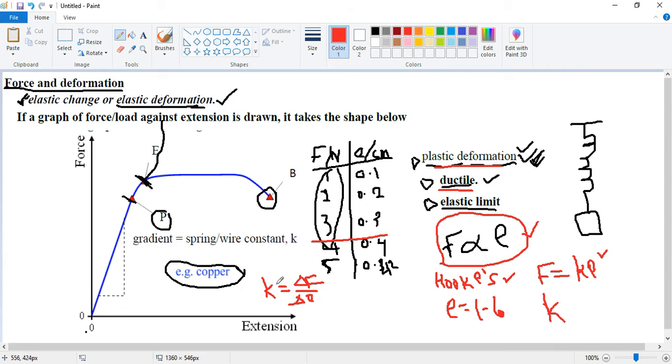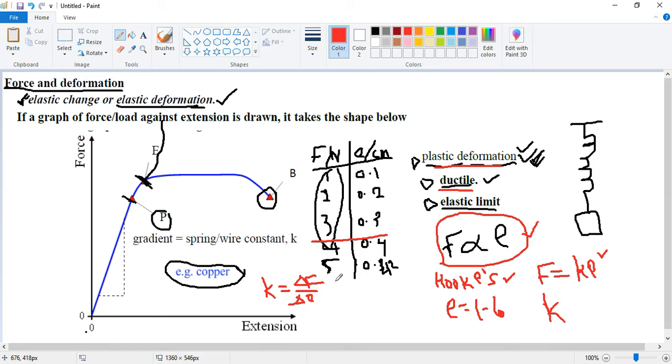So the constant k is called the material constant. If it is a spring, I will call it the spring constant. If it is a wire, then I will call it the wire constant. So I always prefer to call it force constant, because the material may not be a spring, the material may not be a wire, so it is just a force constant. So what could the units of this force constant be?